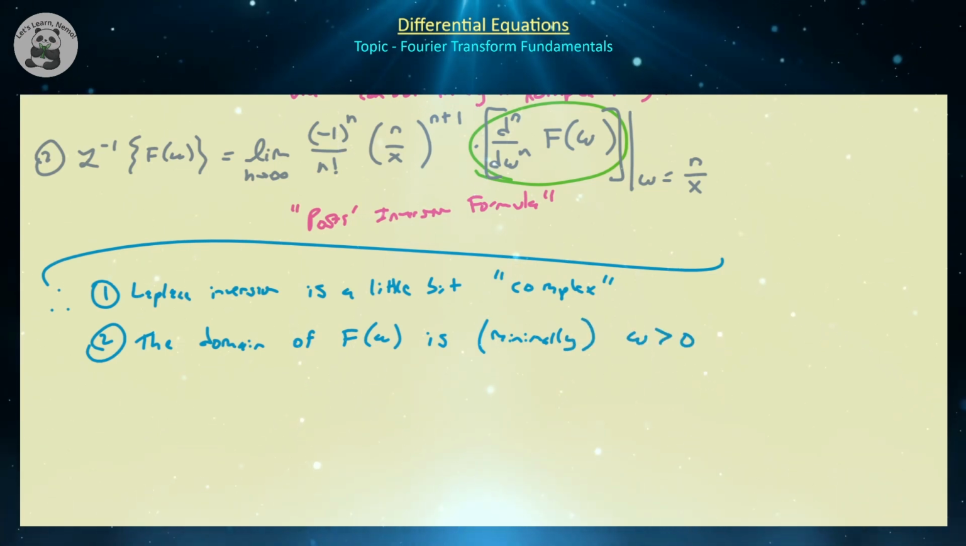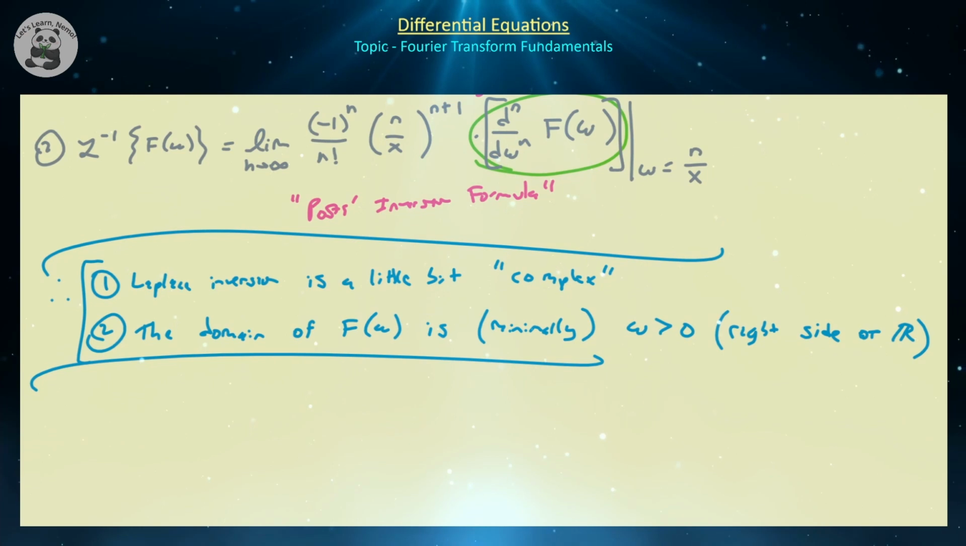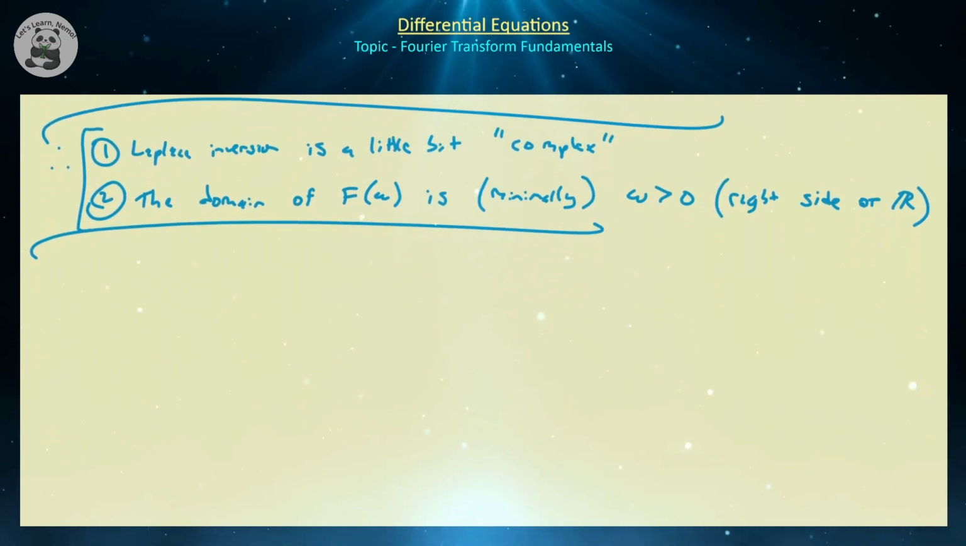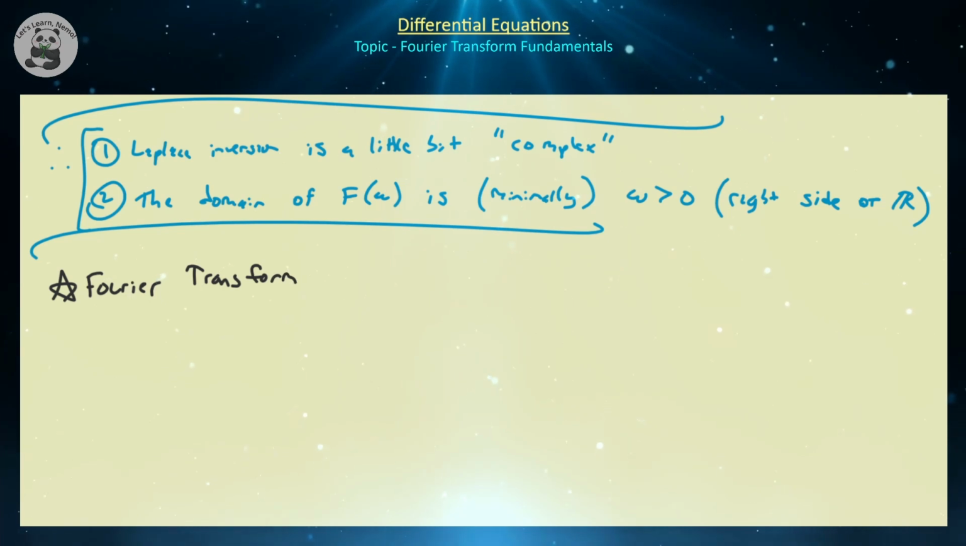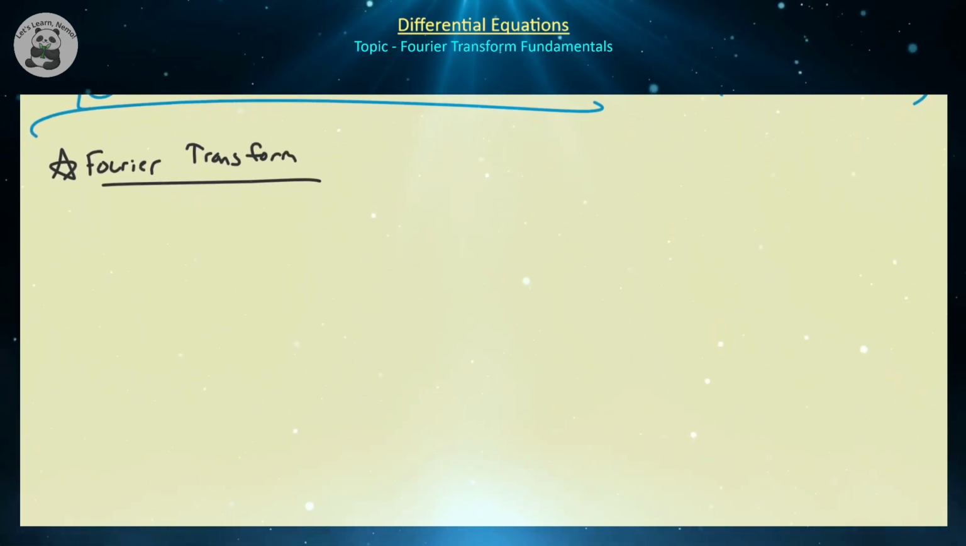Omega is greater than, or in some sense, greater than 0. And if you were to shift that, generally speaking, it's still the right-hand side of the real line. So what the Fourier transform does, at least explicitly, is to overcome some of these issues. So what is the Fourier transform of a function, and how does it sort of measure up against the Laplace transform?